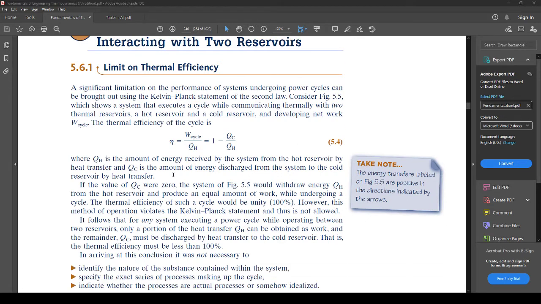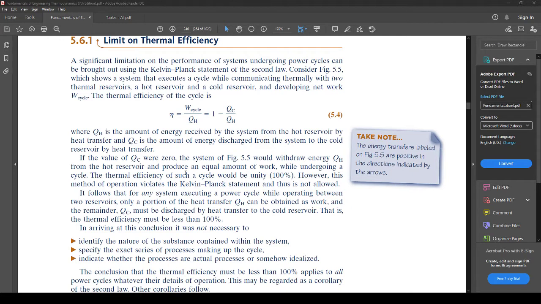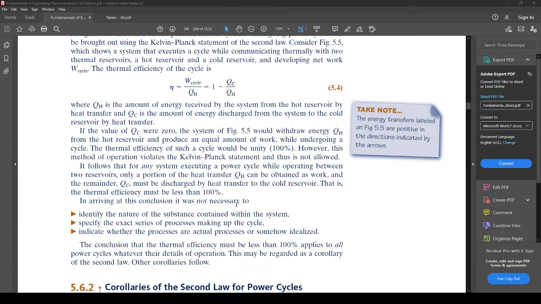We're going to skip down because we've already talked about this, where QH is the hot reservoir heat transfer and QC is the low or cold reservoir heat transfer. It says if the value of QC were 0, the system of 5.5 would withdraw energy QH from the hot reservoir and produce an equal amount of work while undergoing a cycle. The thermal efficiency of such a cycle would be unity, 100%. However, this method of operation violates the Kelvin-Planck statement and thus is not allowed.